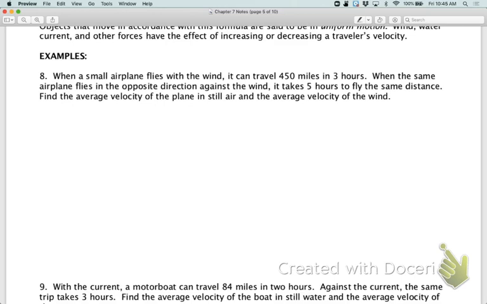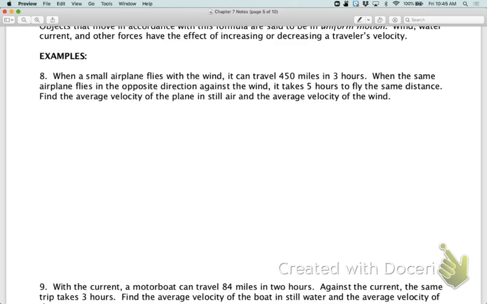We want to find the average velocity of the plane in still air. So if there's no force acting upon it, what is our velocity? And then we want to find the average velocity of the wind. So what is that force that's acting in opposition to our airplane?